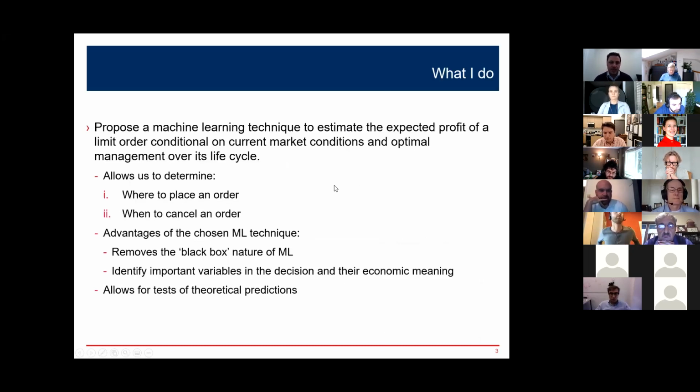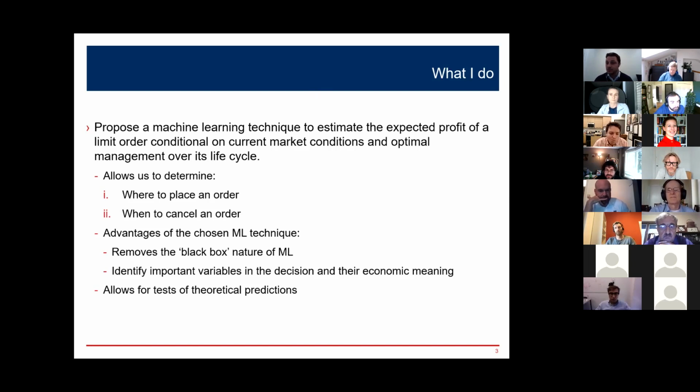So what I'm going to do today is propose a machine learning technique that allows us to estimate that expected profit of a limit order. And not just the expected profit, there's a caveat there that it's going to be based on the current market conditions, or what the world looks like, and also the expected profit conditional on it then being optimally managed over its life cycle.